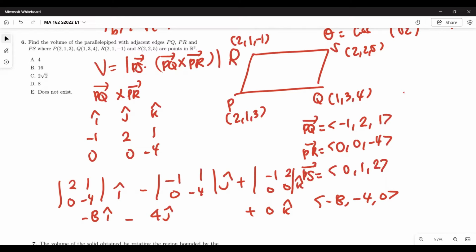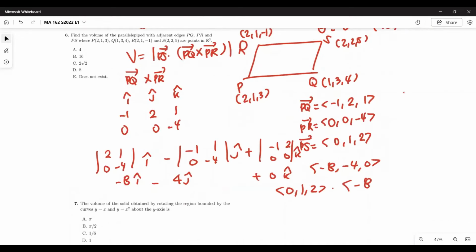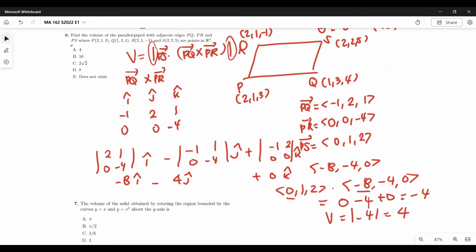So let's take the dot product of that value with PS. PS is 0, 1, 2. So 0, 1, 2 dot -8, -4, 0. This becomes 0 plus -4 plus 0, so -4. But it's the absolute value if you look at the equation. So V is just equal to the absolute value of -4, which is just 4. So the answer is A.